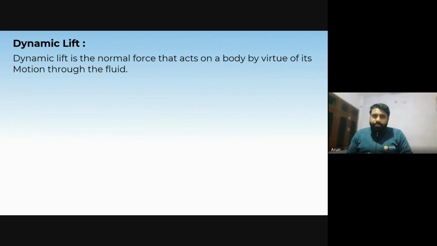by virtue of its motion through a fluid, which means we have a body. Let's say this is the body, and fluid is flowing on the upper surface and lower surface of it, and there is a difference in the flow. So this body will feel a push or pull in the downward or upward direction by virtue of this difference in fluid flow.